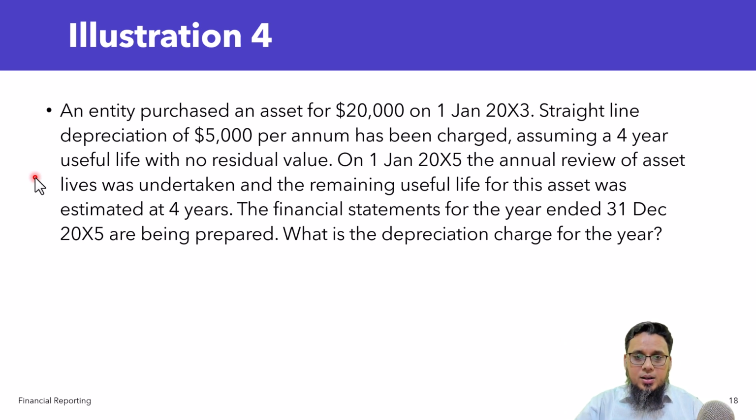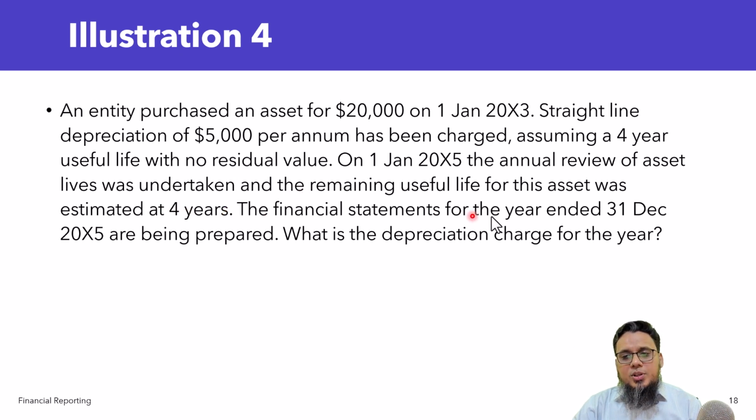So, on 1st Jan 20x5, 2 years have passed, and the remaining useful life is again estimated at 4 years. So you started off from a 4-year useful life, and then the revised useful life after the expiry of 2 years is another additional 4 years, not the remaining 2 years.